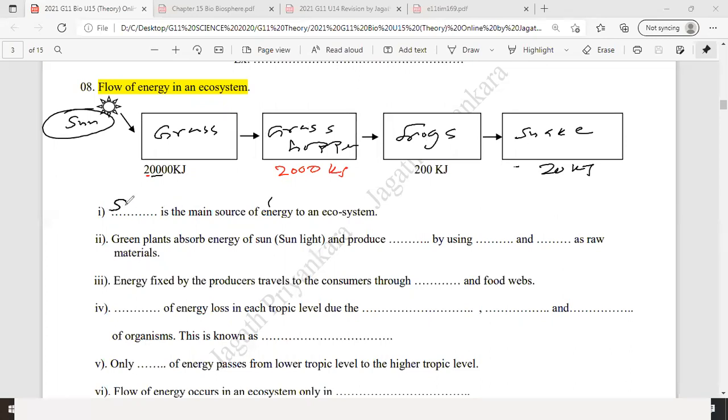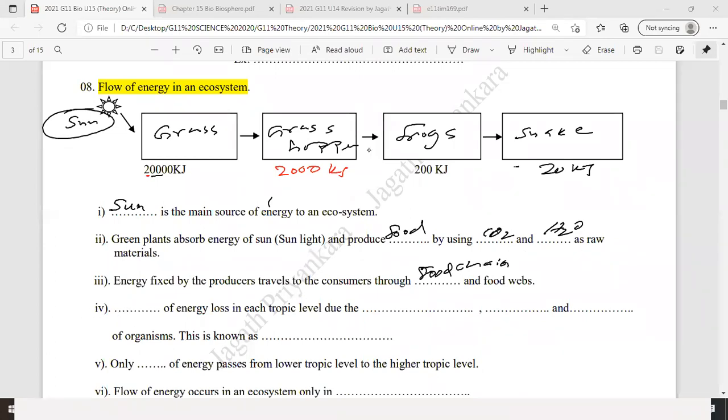And what is the main source of energy? Come to the first blank: sun. And green plants absorb energy of the sun and produce what? Organic food by using CO2 and H2O as raw materials. So energy fixed by producers travels to the consumers through what? Food chain. Because of the food chain, it goes to the next level. Food chain, and if you want to write here, food webs also.